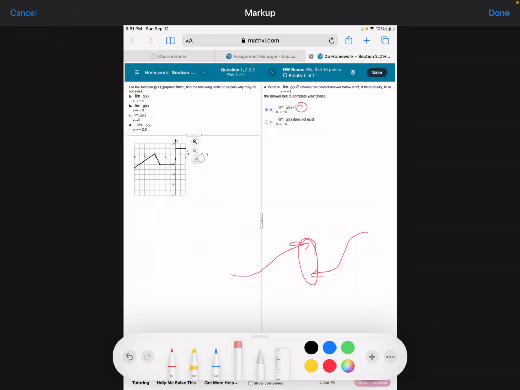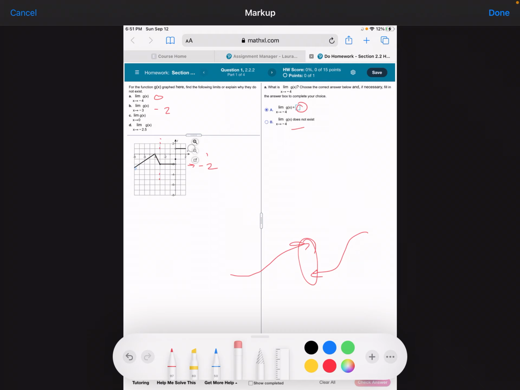The second one says -3. So let's see what's happening as we approach -3. From this side, it's going here, and from this side, it's going there. So it's going to the same place. And what value is that? It looks like -2. So for the first one we get 0, then we get -2.